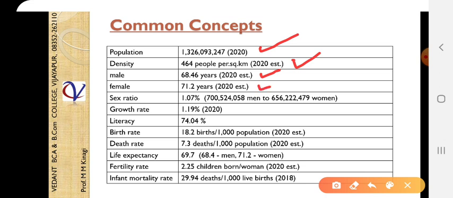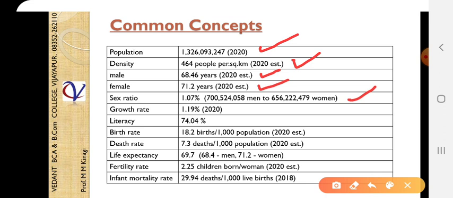And if we talk about the sex ratio, here we can identify the sex ratios per 1,000 men, converting into women. 7 crore men, and in that 6.5 crore women. So that means definitely there's a shortage of women for each man.